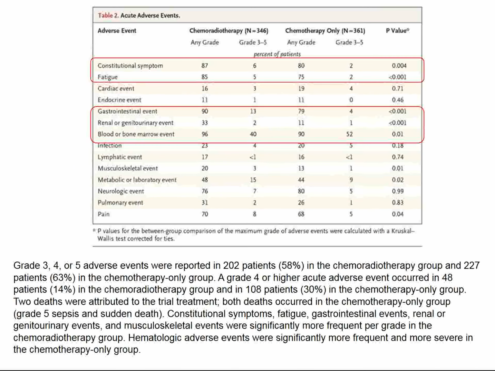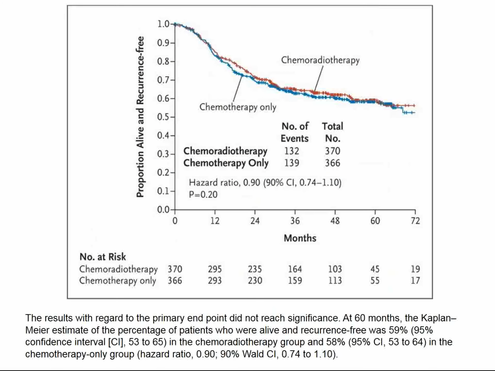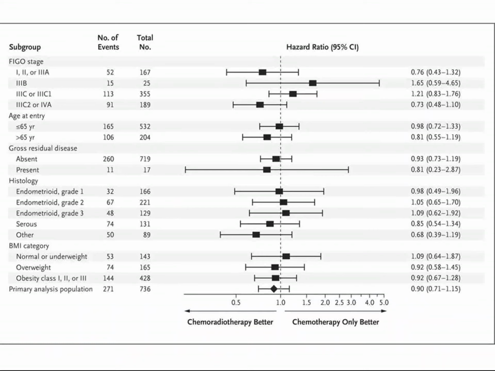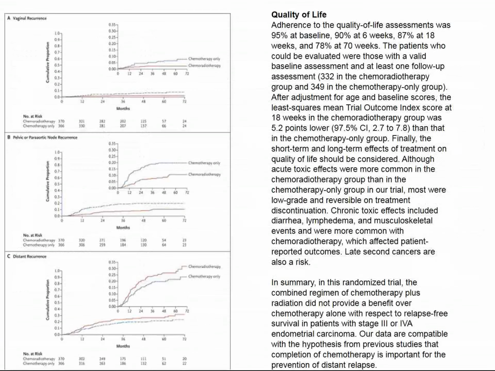And what we see here is that there are adverse events that are associated with this treatment, and gastrointestinal complaints and bone marrow involvement and fatigue and constitutional symptoms that are listed on the table here. And in terms of progression-free survival, or proportion alive and recurrence-free, it is the same in both treatments, so it doesn't appear that the radiation therapy offered these patients anything in addition to the chemotherapy alone. And here are various subgroups that substantiate that point of view.